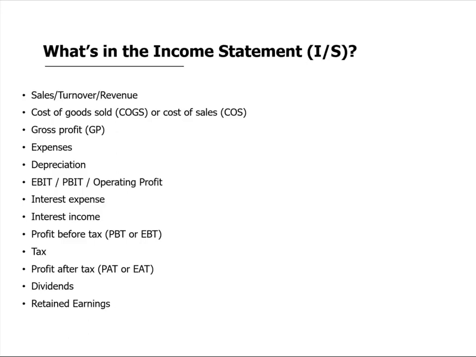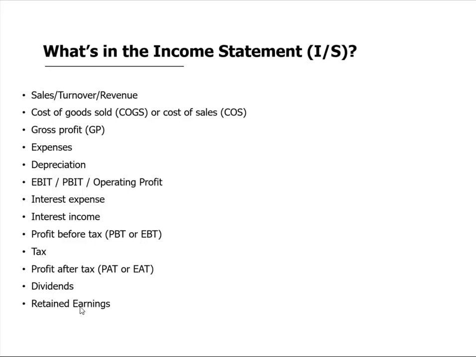From that, we subtracted the cost of goods sold, or maybe we called it cost of sales, in order to attain a gross profit. We've paid some expenses, and the specific expense we've called depreciation, in order to get the operating profit. We then paid some interest expenses. Maybe we received some interest income before having a profit before tax. Paid tax to get to profit after tax, paid a dividend to end up at retained earnings.